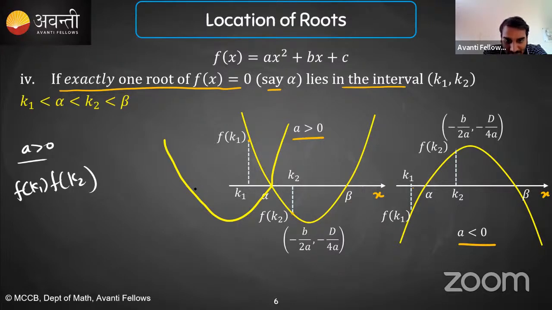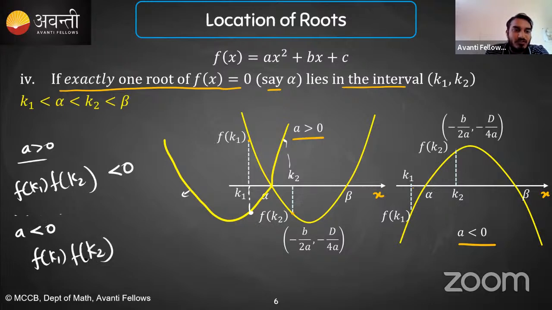If this is the case, then f of k1 is this one and f of k2 is this one, so again they are of opposite sign. If f of k1 is positive, then f of k2 is negative, and vice versa. So the product of f of k1 into f of k2 is less than 0. And if a is less than 0, tell me what f of k1 into f of k2 is. F of k1 and f of k2 are of opposite sign, so their product is less than 0.